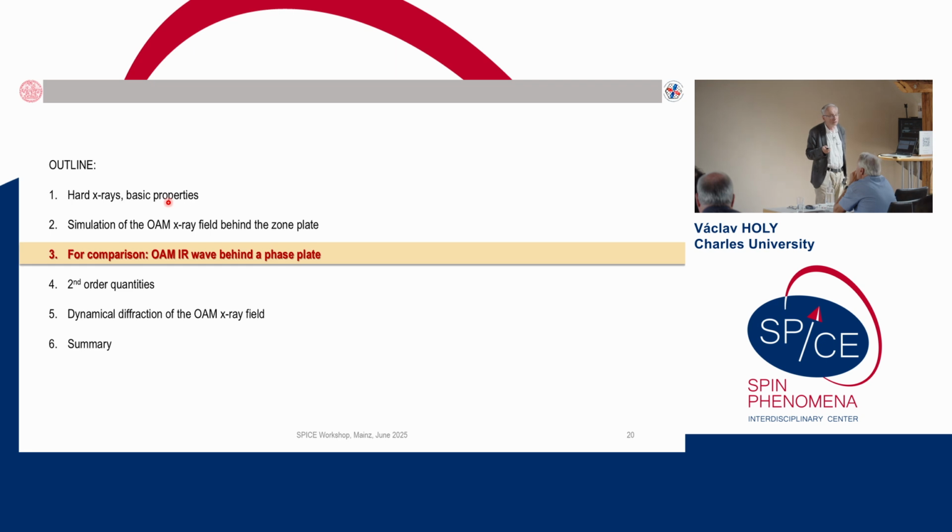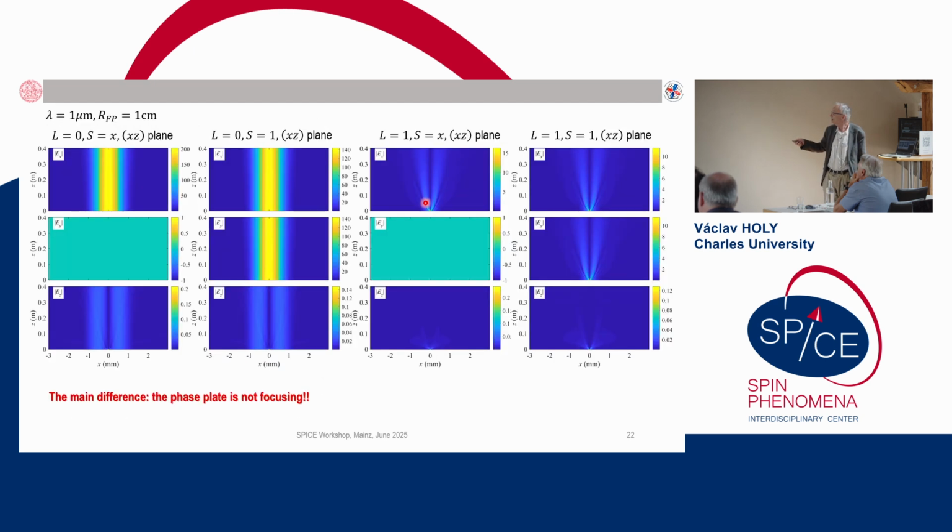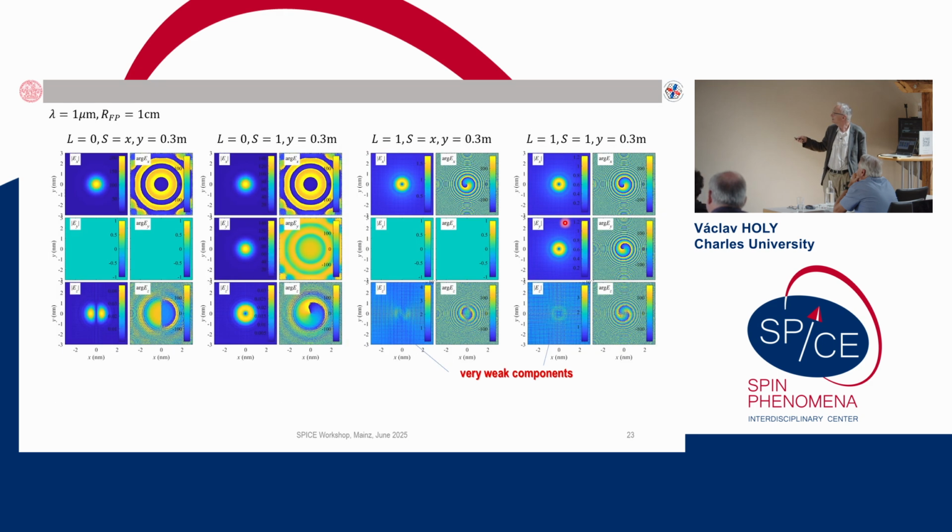Just for comparison, if we use a phase plate instead of a zone plate, the main difference is that the phase plate is not focusing. I think I can skip the details. Again, we can use the same formalism for the phase plate. The only difference is that the Fourier transformation of the transmittivity of the phase plate can be calculated. This is simply an integral of the Bessel function. Well, L is the OM quantum number. So as you can see here, there is no focusing, and this is the XZ plane. So there is no maximum of the intensity.